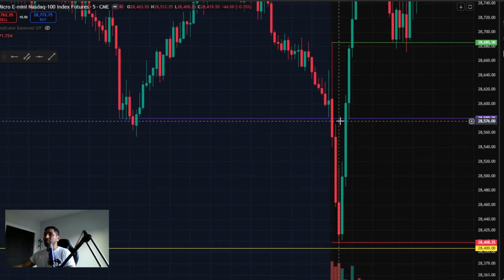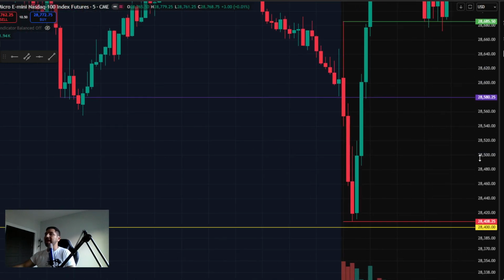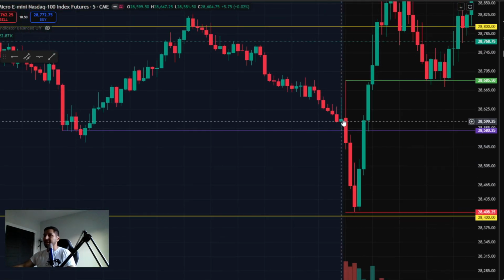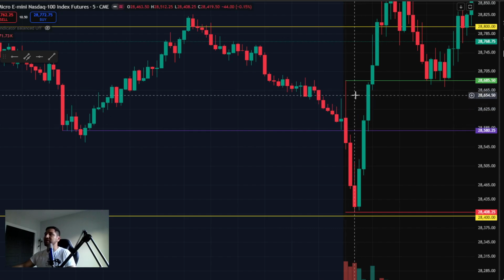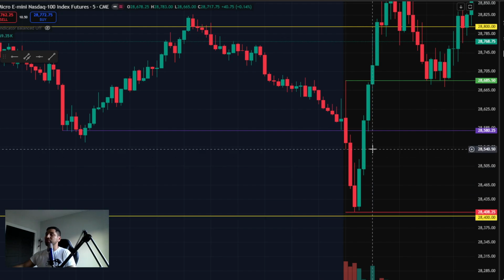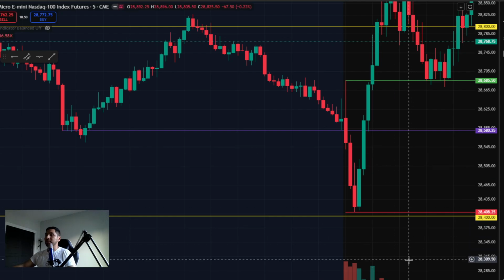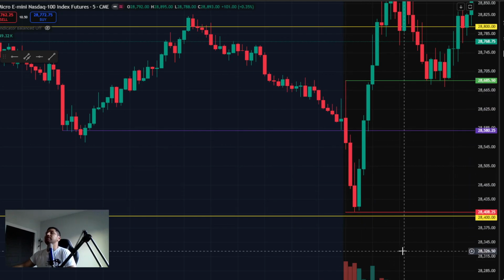All right, so first 15-minute candle, I got stopped out, and we had a super aggressive move to the downside. So the high of that candle was 28,685. Low of that candle was 28,408. So 28,685, that's almost 700. So that's almost a 300-point move to the downside, right?